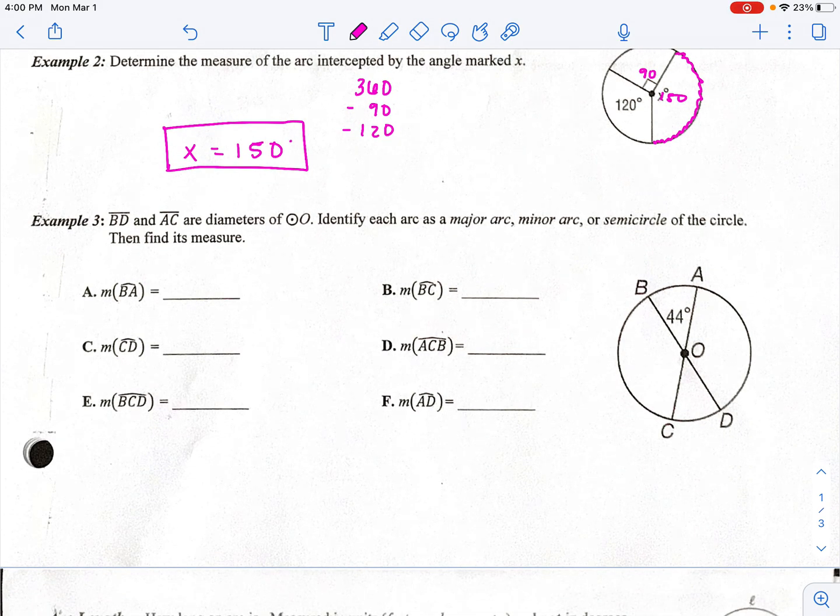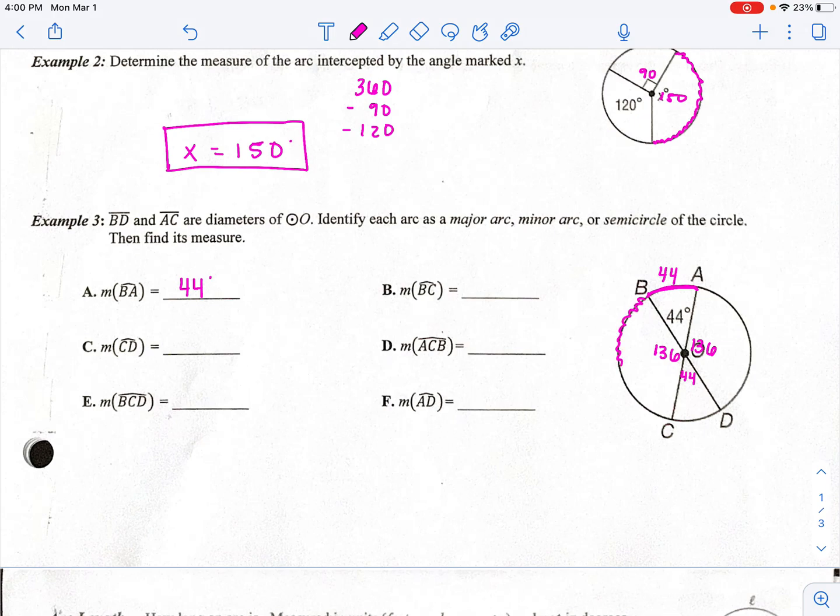This one says these are diameters. They want us to identify everything that we can here. If I know that this angle right here is 44, I know that this angle across from it is 44 because of vertical angles. I can find the angles next to them by doing 180 minus 44, and I get 136. First thing they want to know is what arc BA is. BA is that arc. Look at the central angle. The central angle that has it is that 44, so that arc is going to be 44 degrees as well.